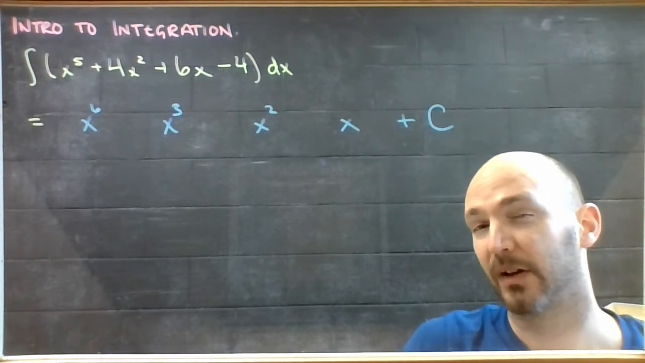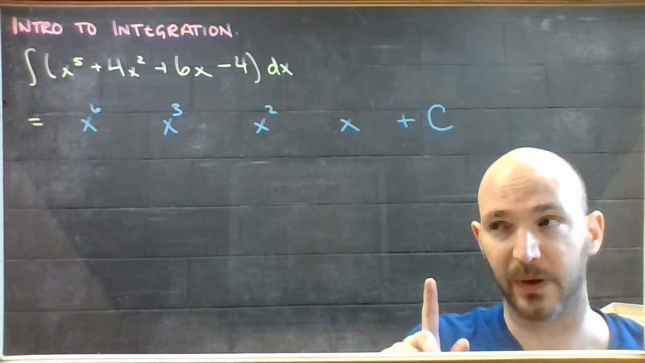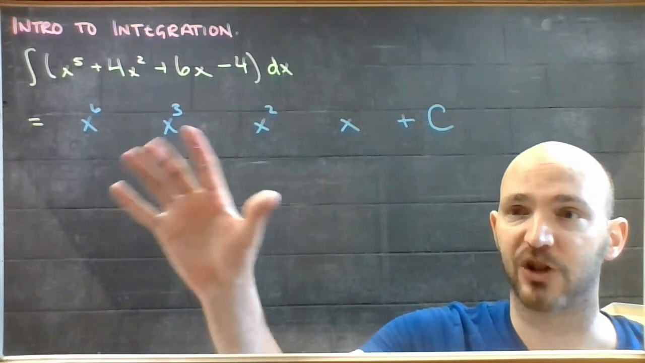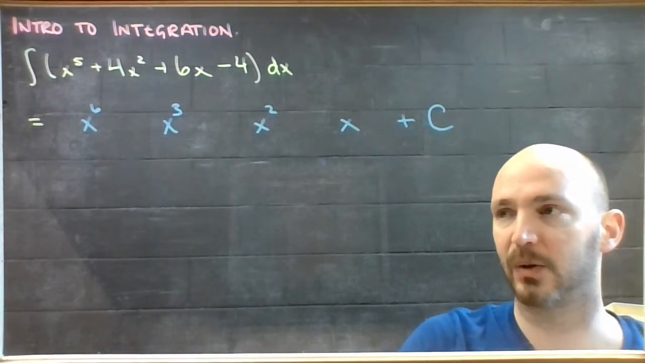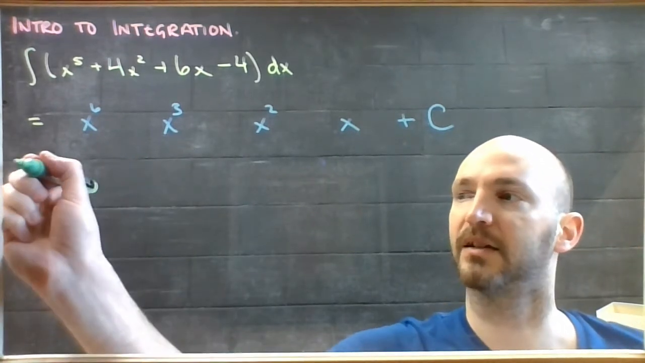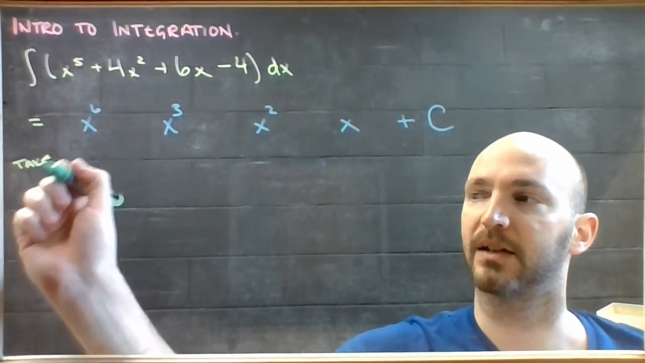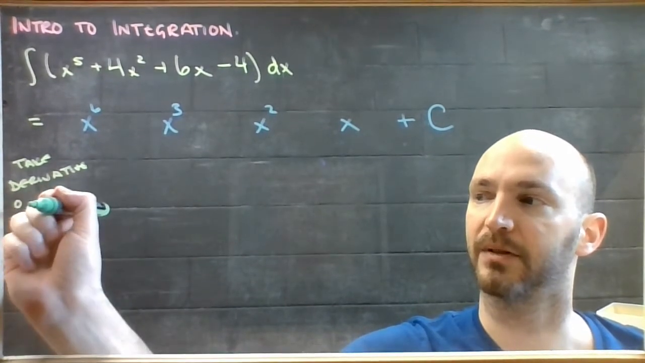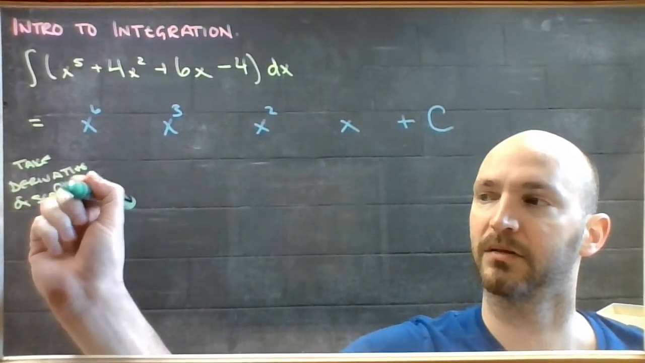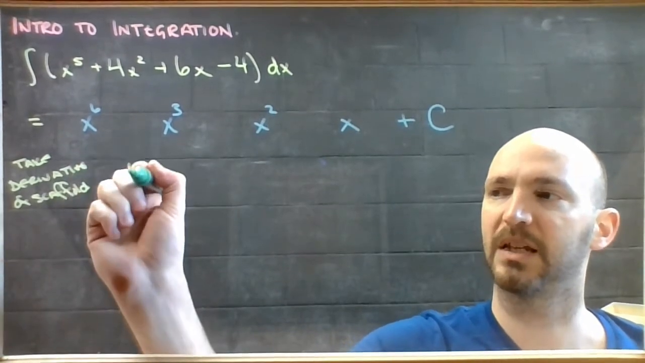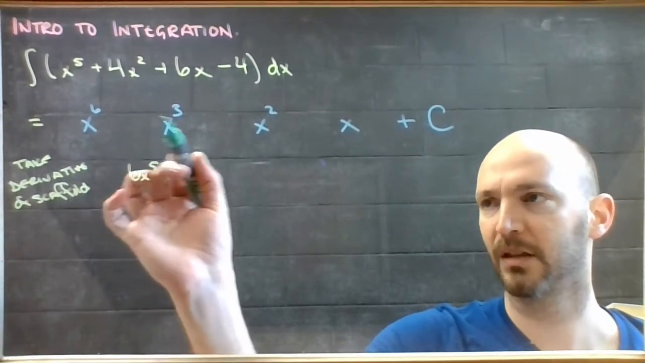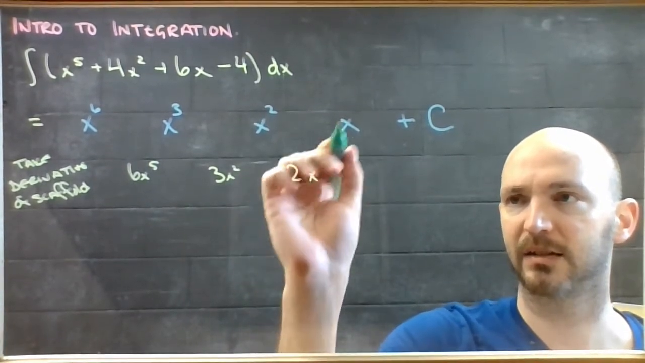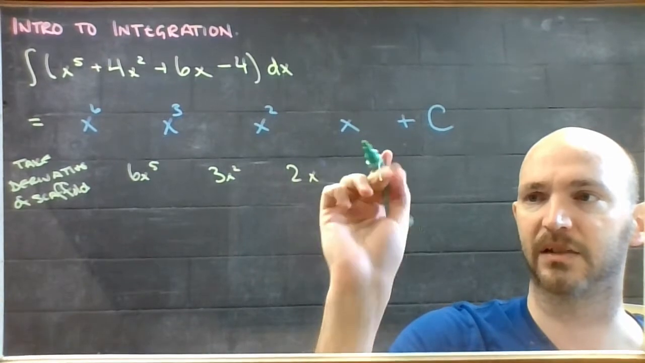A handy way to figure out the coefficients is if you just go through and you take the derivative of this basic structure and then you adjust the coefficients accordingly. So if I take the derivative of my scaffolding, let me write that down, take derivative of scaffold. So this would be 6x to the 5. This would be 3x squared. This would be 2x. This would be 1. And this would be gone.